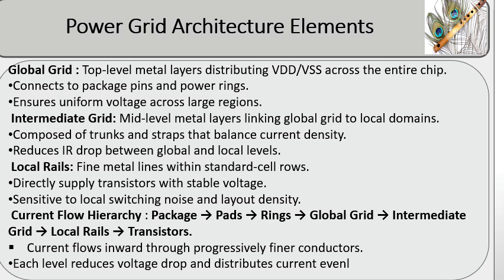Power flows sequentially from the package through the pads, power rings, global grid, intermediate grid, and local rails before reaching every active device. A well-designed power grid is therefore essential for achieving good power integrity, stable operation, and reliable chip performance.